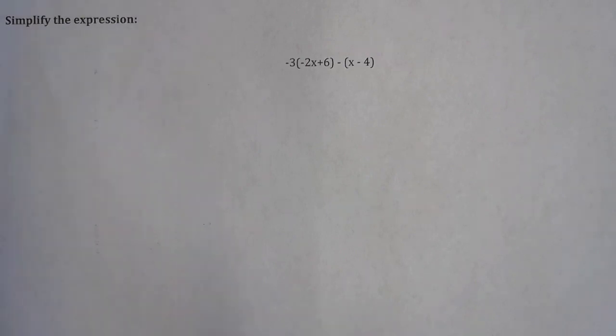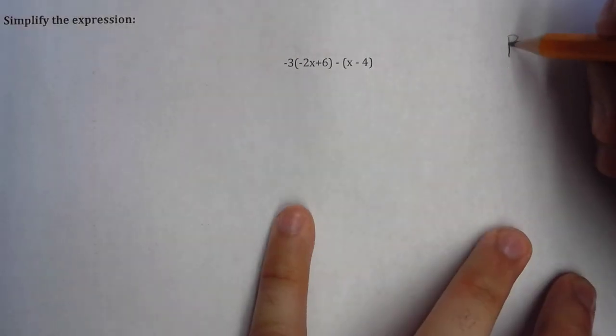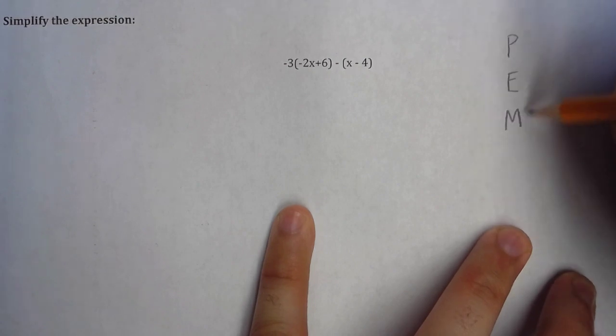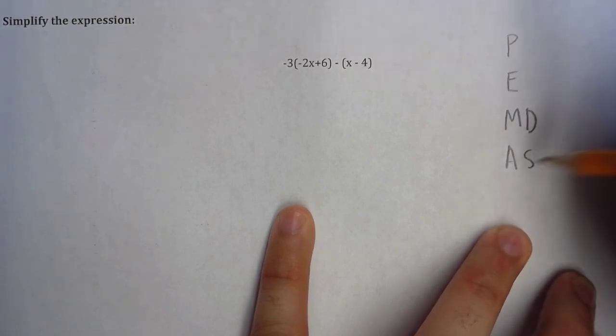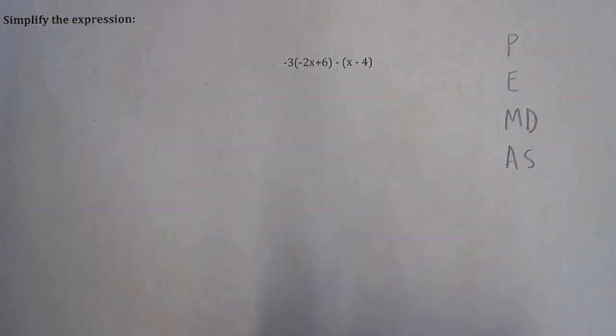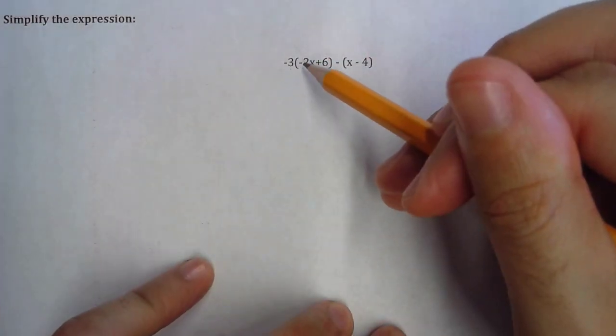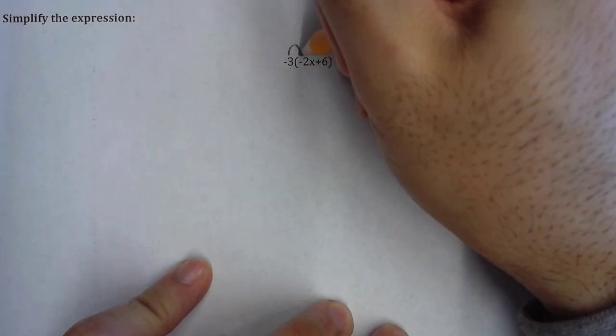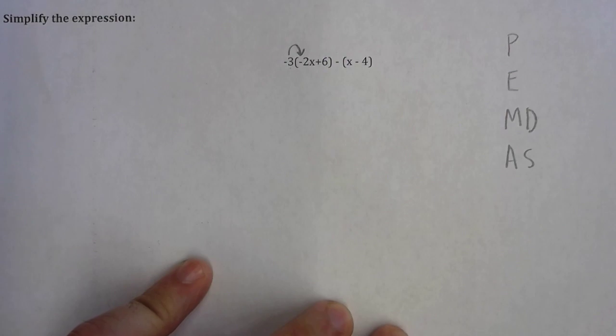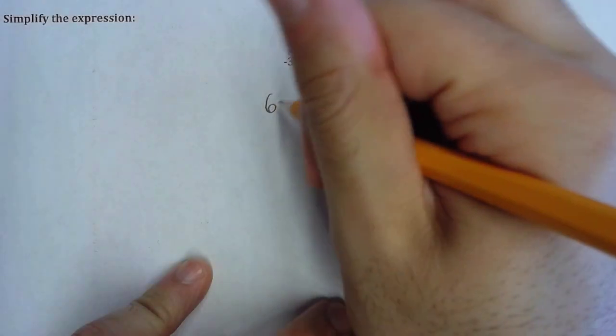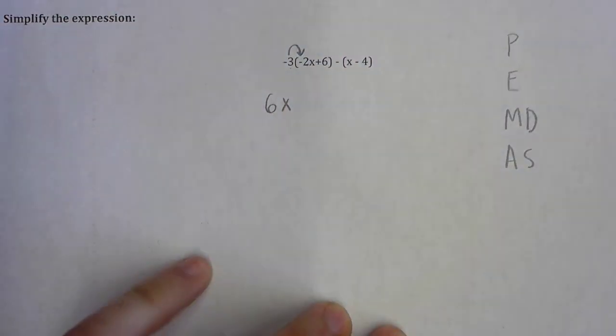Cool. As you can assume, we are using the order of operations here, so we do have PEMDAS that we need to worry about. So we're going to get started with our parentheses. We have -3 and -2 that we need to distribute that -3 to. -3 times -2 we know is 6x, because a negative times a negative is a positive.